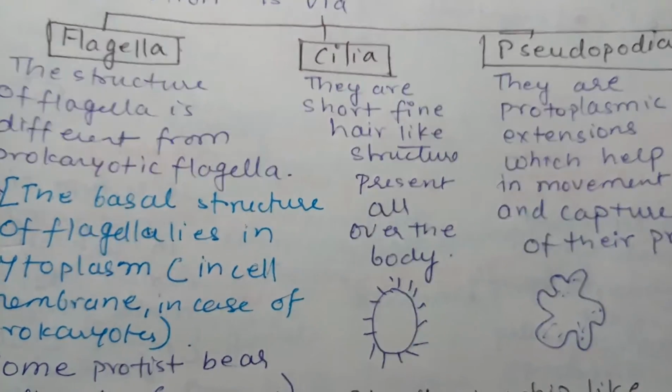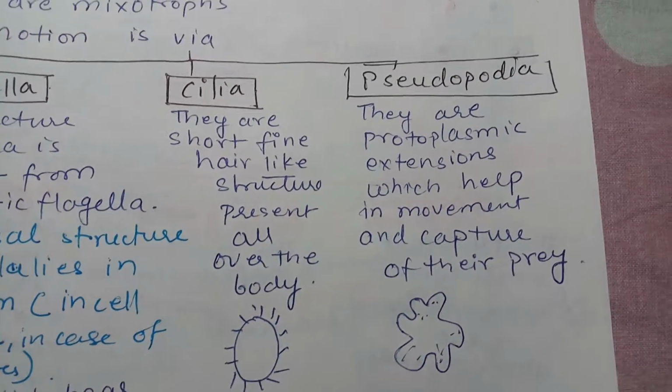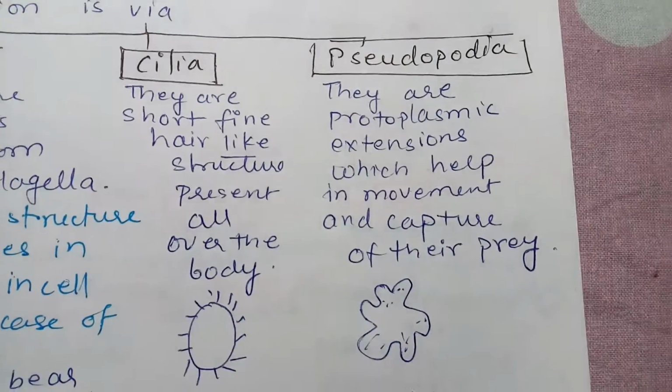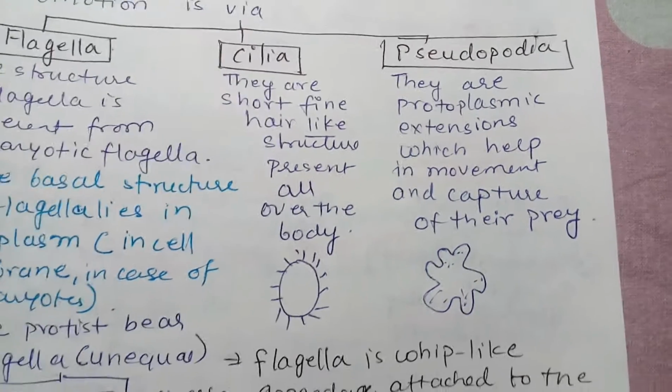Cilia are short, fine hair-like structures present all over the body. Pseudopodia are protoplasmic extensions which help in movement and capture of prey.